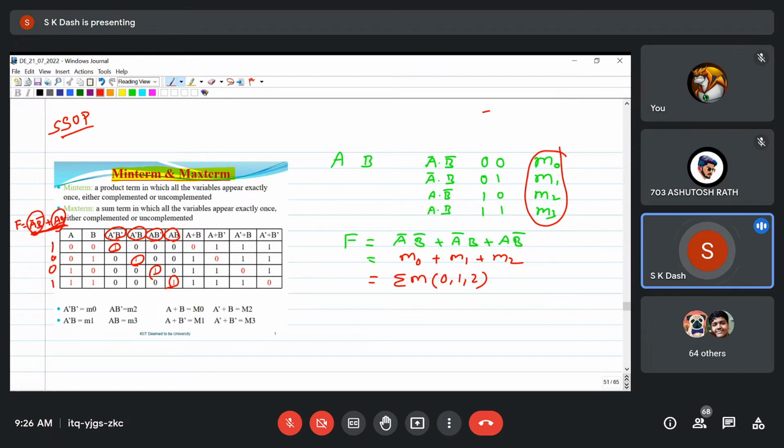So functions can be represented either like this, this, or this. Any way we can represent. That means the question can be given in any way, maybe in this form, or this form. Now, let me go through another example. Similarly, for 3 inputs, how many mean terms will we get? 8 mean terms. A bar, B bar, C bar.